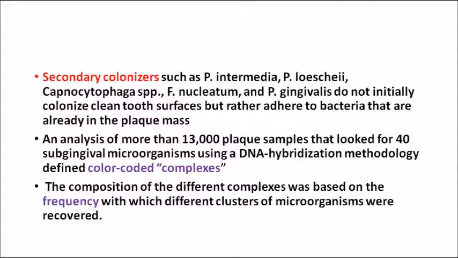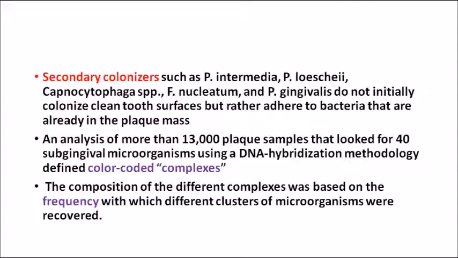Secondary colonizers are the proper periodontal pathogens that we usually study, like Prevotella intermedia, Prevotella loescheii, Capnocytophaga, Fusobacterium nucleatum, P. gingivalis. All these species cannot colonize a clean tooth surface, but they require the primary colonizers to adhere to the tooth surface, and then they help in the attachment of these bacteria.